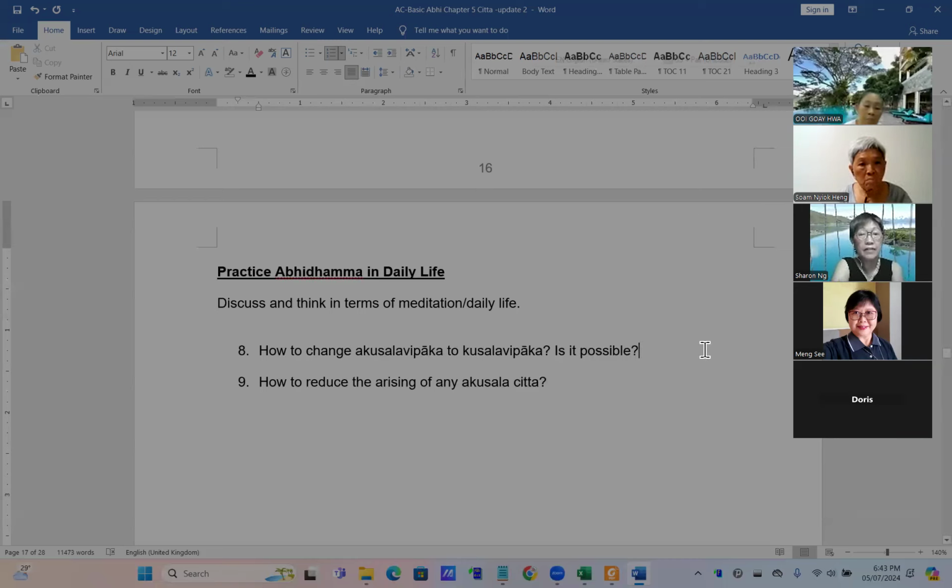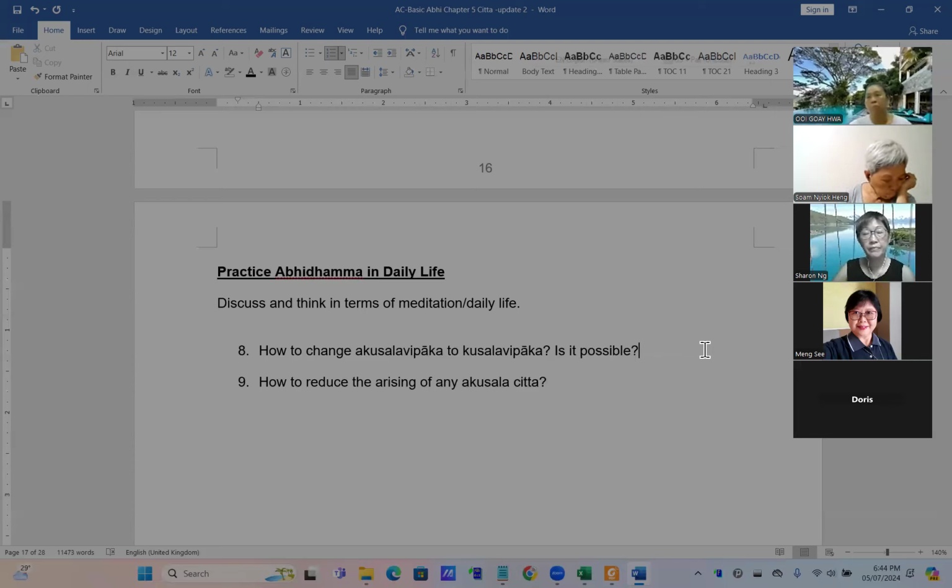For question 8, how to change the akusala vipaka to kusala vipaka? Both of them are rootless. That means they appear by themselves. We didn't look for it, isn't it? You can say in this way. So for example, a bad sight or a sound that is not desirable appears, but it is up to us how we want to look at it.